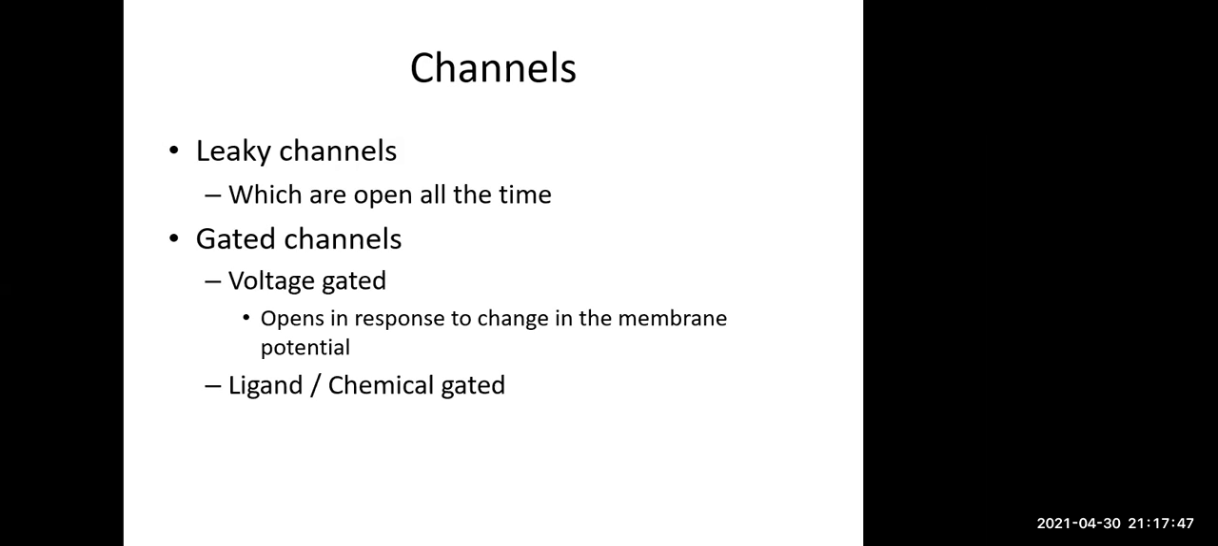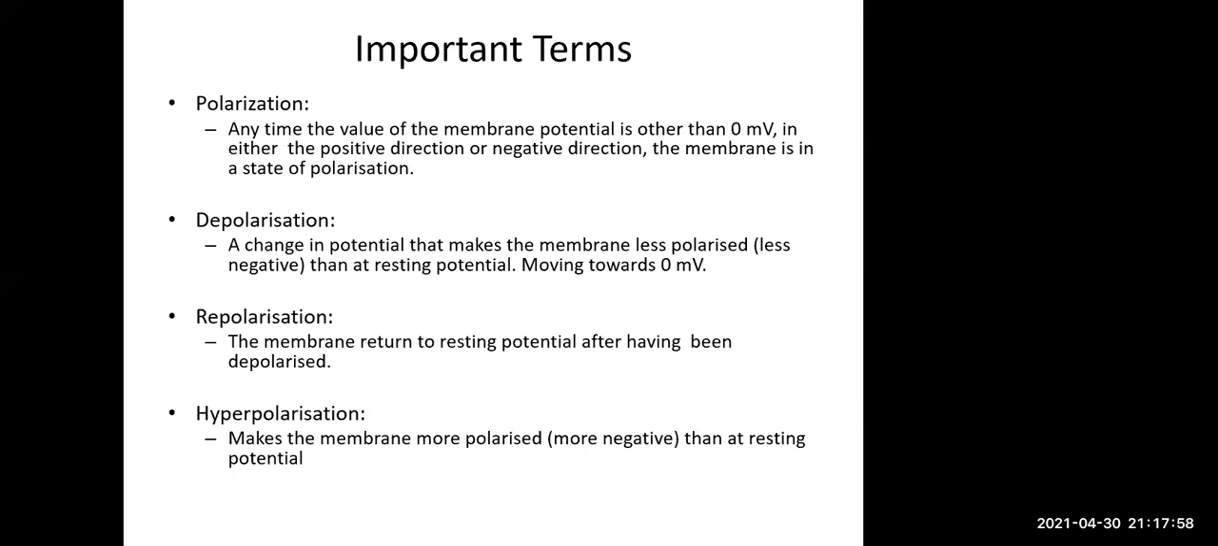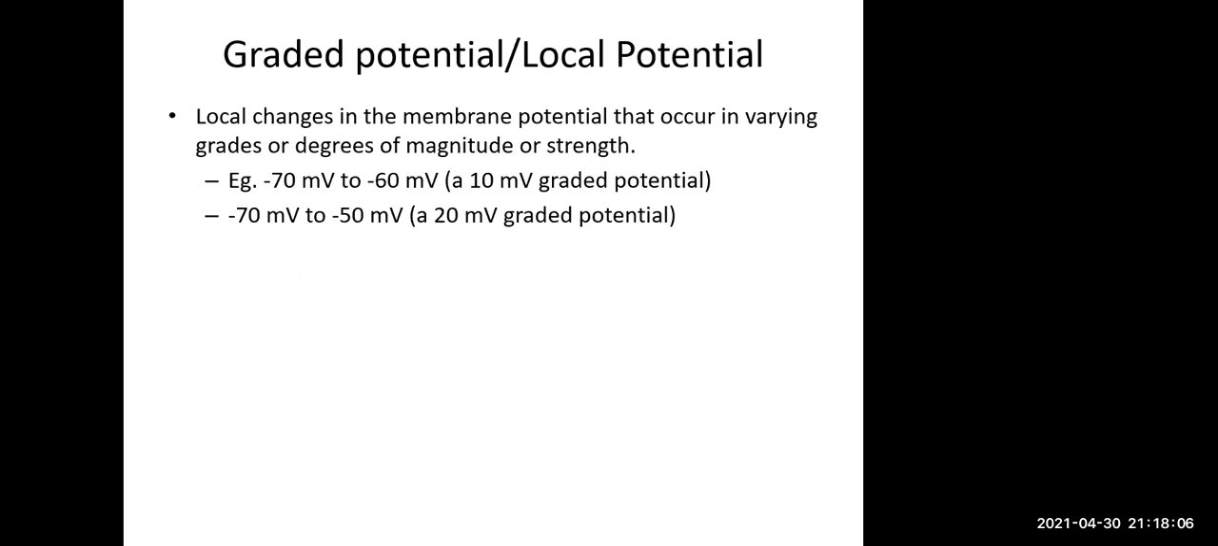Then there are gated channels, what we call voltage gated channels. You would have read about all this, so I'll skip it. Then ligand gated channels are chemical, where the neurotransmitters act on them. Then this terminology, you know about polarization, depolarization, repolarization, hyperpolarization. I'll skip this and continue.